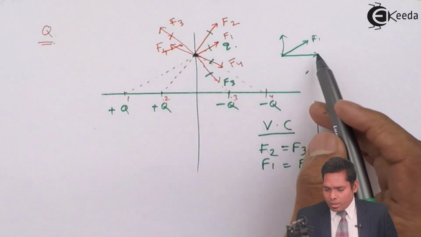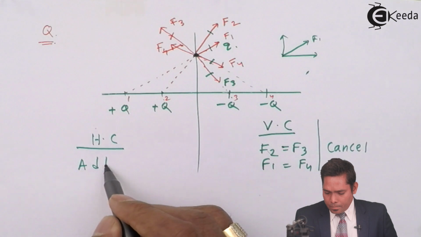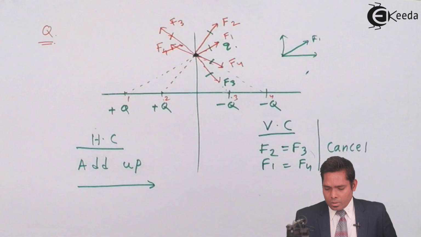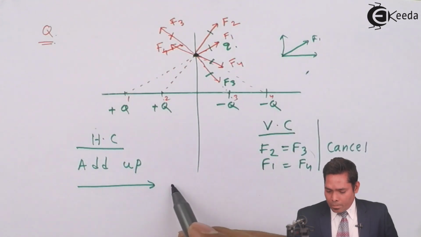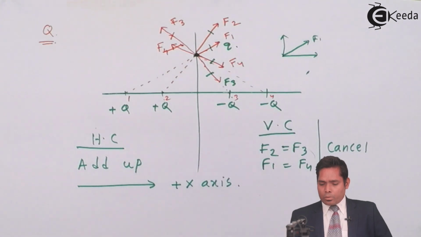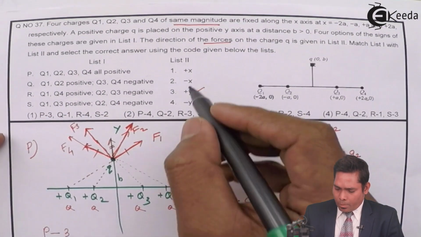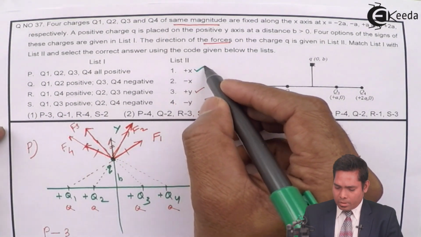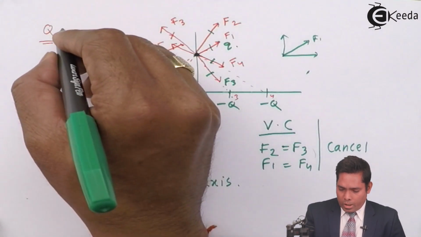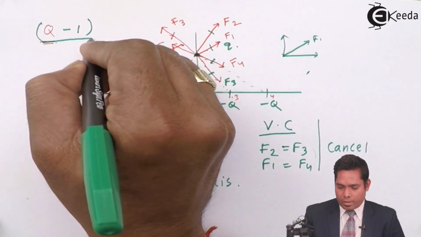What is left is their horizontal component. So only the horizontal components will add up. All these forces will add their horizontal components in this direction, that is the positive x axis. So the net force will be in the positive x direction. If you see the options, positive x is 1. So this is the answer for Q. So Q is 1.